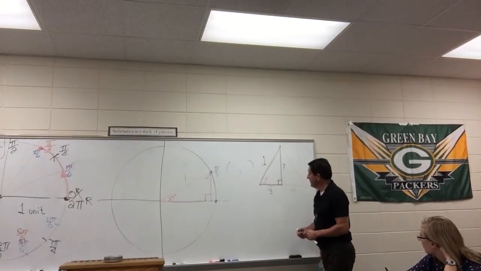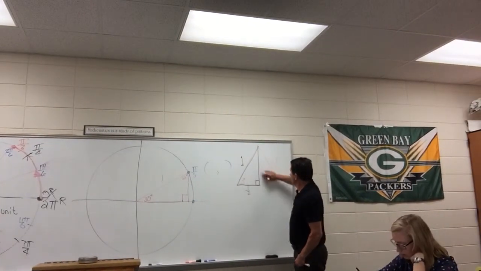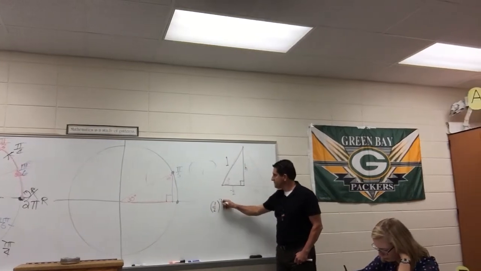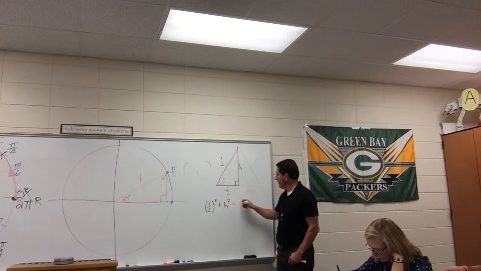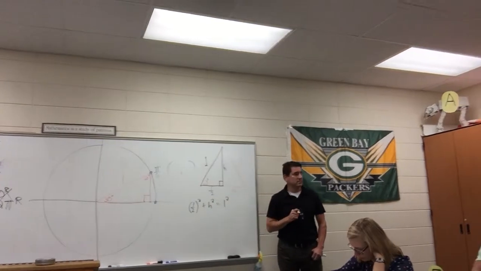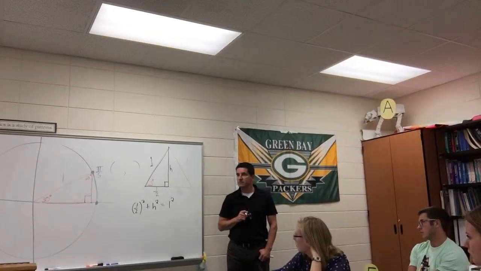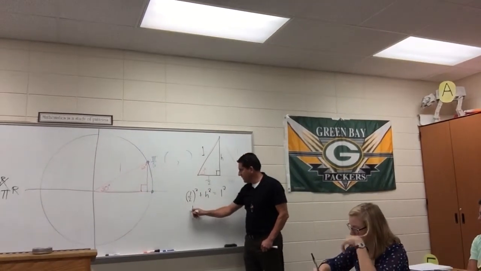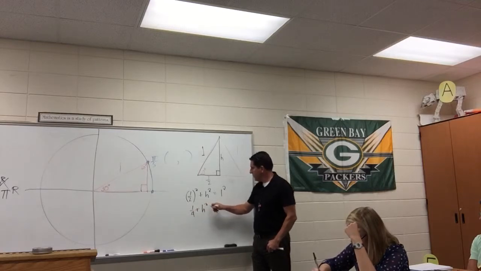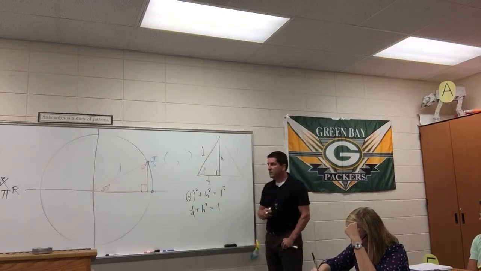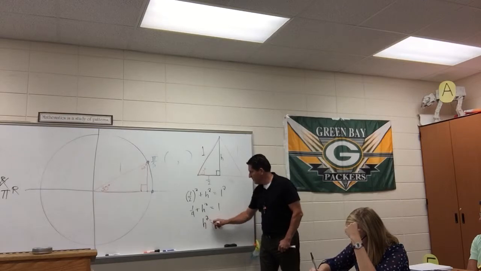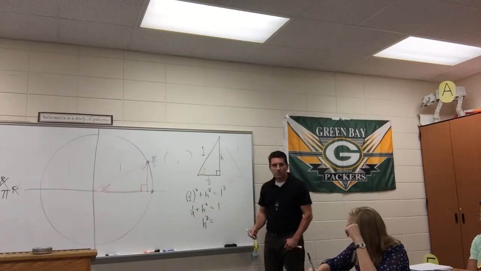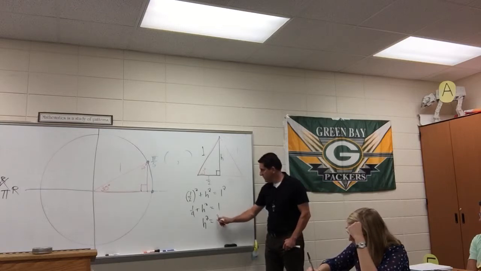So the Pythagorean Theorem says, let's just throw an h on this. 1/2 squared plus h squared is equal to 1 squared. Right? That's what Pythagoras would say. So 1/2 squared is 1/4, plus h squared is equal to 1. Therefore, h squared is equal to 3/4.